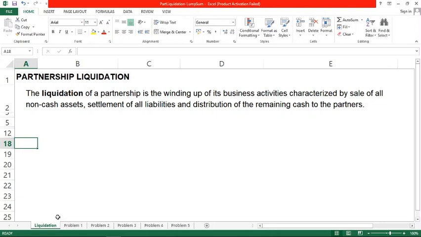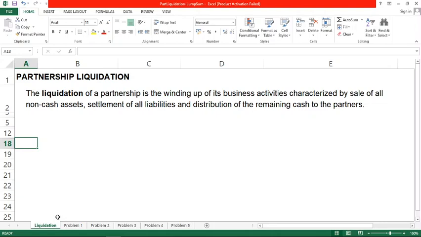The liquidation of a partnership is said to be the winding up of its business activities, characterized by sale of all non-cash assets, settlement of all liabilities, and distribution of the remaining cash to the partners. So I guess we already discussed liquidation last video, although we did not chop down what liquidation really is, but we already had a bird's eye view of what is a liquidation.